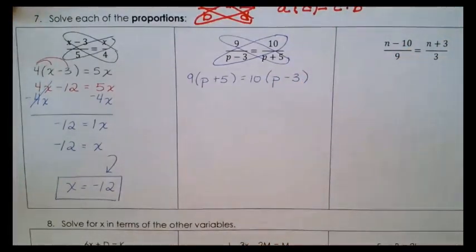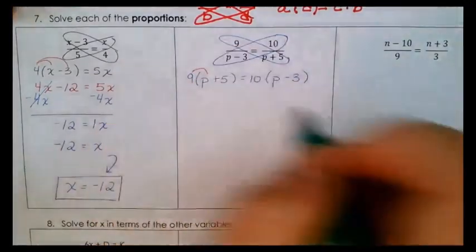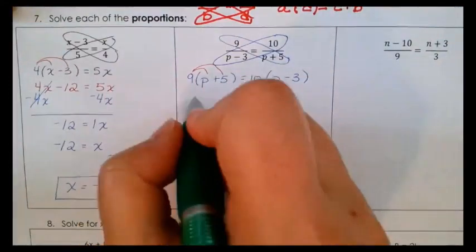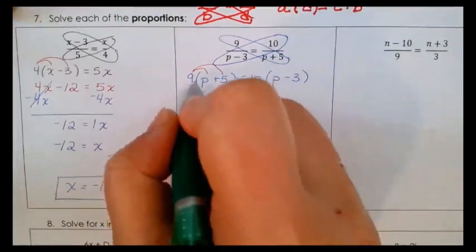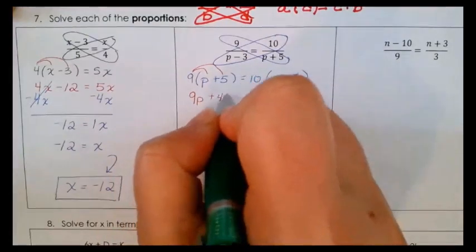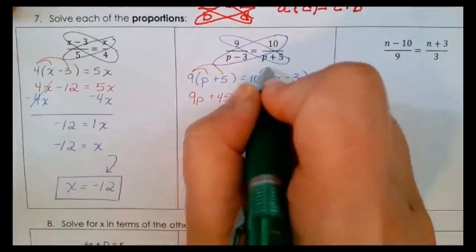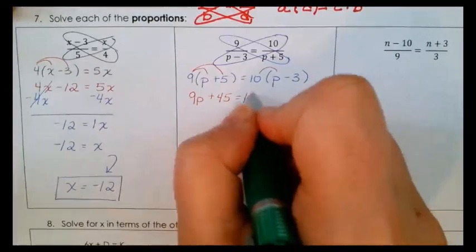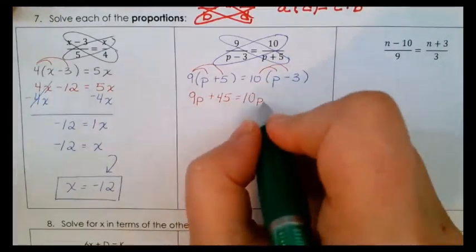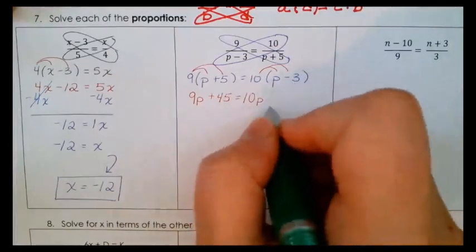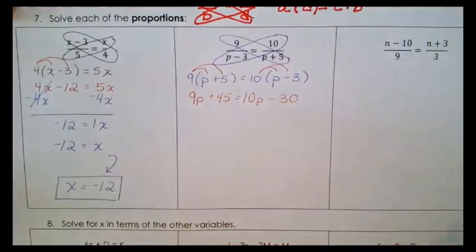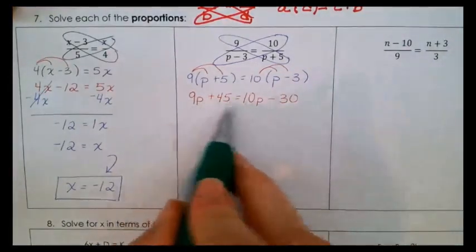So we're going to multiply 9 times the p and 9 times 5. 9 times p is 9p. 9 times 5, 45. Equals 10 times p, 10p. 10 times negative 3. One's positive, one's negative, so it's going to become negative 30. And now we have p terms on both sides.